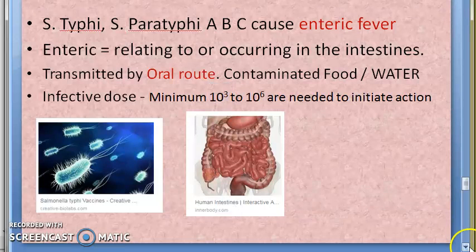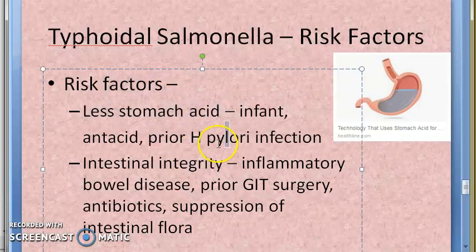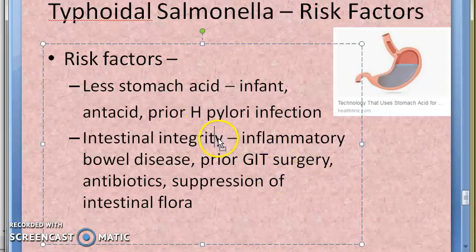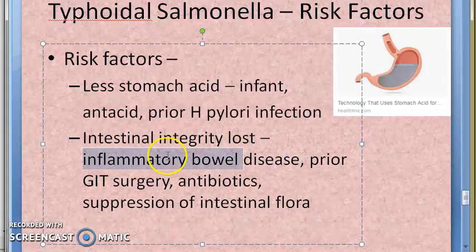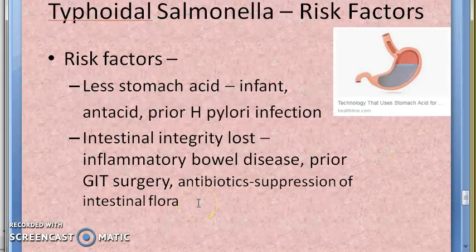Okay, so we are moving on to the next slide here, that is risk factor. Now risk factor, we told you, if there is less acid in the stomach and intestinal integrity. Now that the bacteria reached the intestine, intestinal integrity is lost. Like inflammatory bowel disease is there, any prior GIT surgery is there, the person is on antibiotics, so the normal intestinal flora is suppressed. So all these things can cause typhoid. Okay, enteric fever. Typhoid is a type of enteric fever.